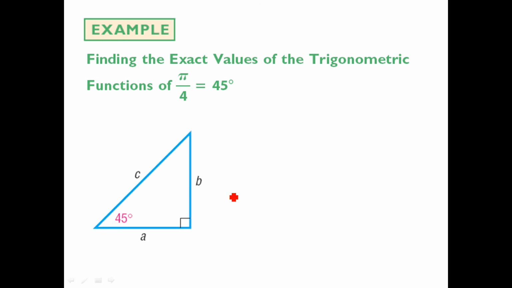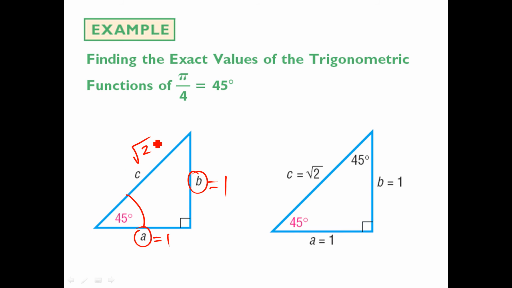Okay, so what do we know about a 45 degree angle? We know that the A and the B are going to be equal to each other. So we could call both of these 1, since 45 means the height and the width will be the same. To figure out C, 1 squared is 1, 1 squared is 1. Add those together, we get 2. So C is going to be the square root of 2. So this is your 45 degree triangle. You've got 1, 1, and root 2 as your side lengths.